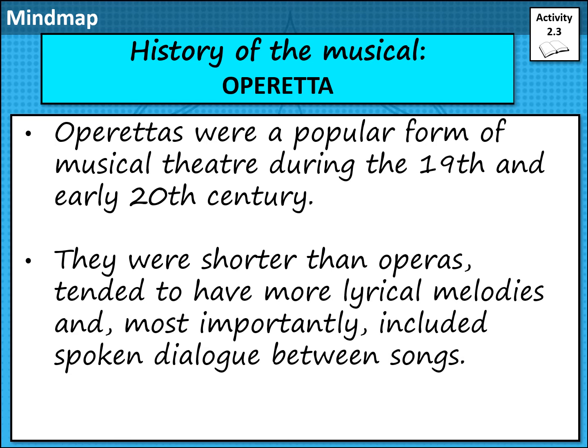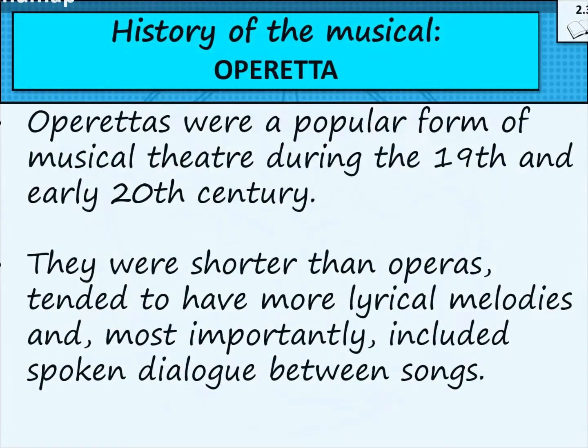Operettas were a popular form of musical theatre during the 19th and 20th century. They were much shorter than operas and tended to have much more lyrical melodies, and therefore a lot of people preferred them. There started to be the inclusion of spoken dialogue between songs as well. We're getting more towards the musical that you know.